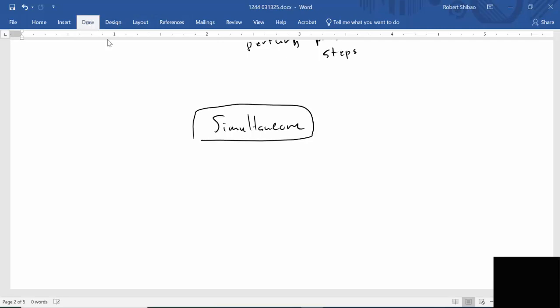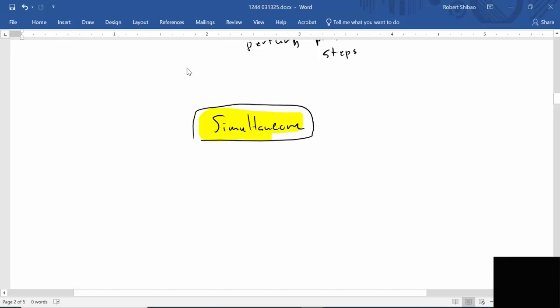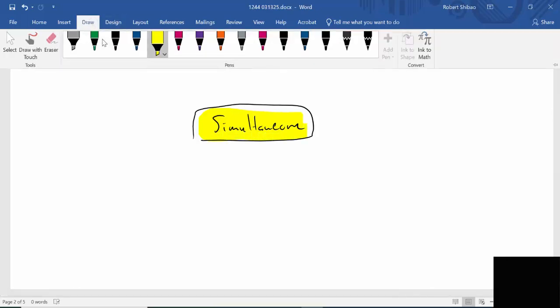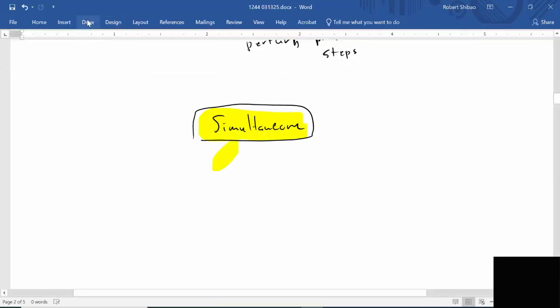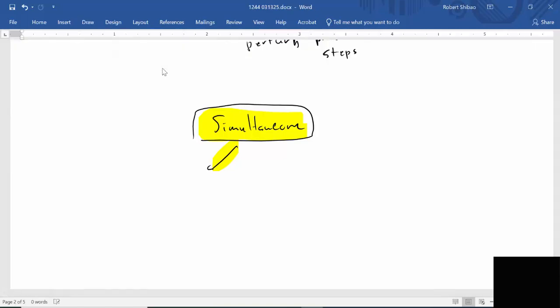When we look at the simultaneous approach, there are two ways that people typically do it. One way is we set up the ICE tables and generate a system of equations. Another way of doing this is we go beyond the ICE table.